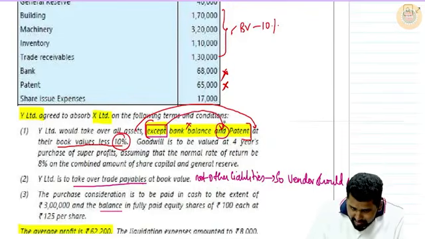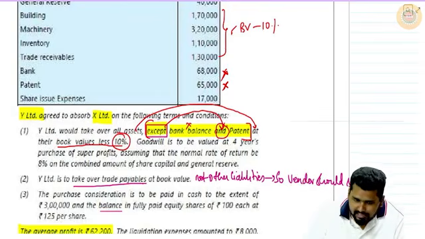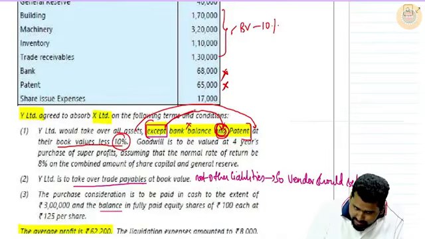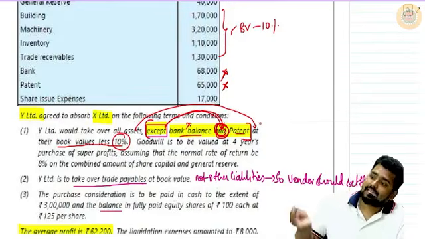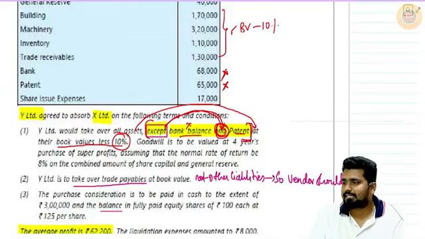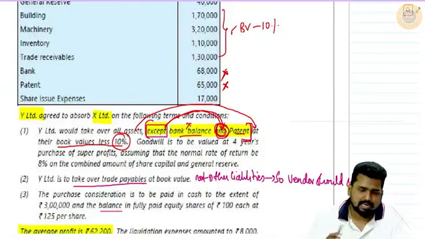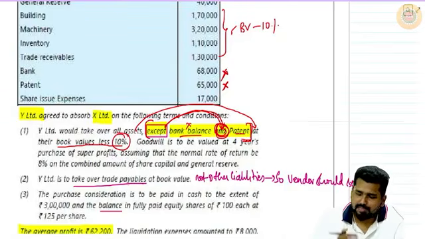The except, when they say bank balance and patents, is a continuation for both: except bank, except patents. After that they are telling they are taking the assets at 10% less. Be careful with the sentences. Clear? Students, this type of question is expected. Practice two times minimum. Clear?